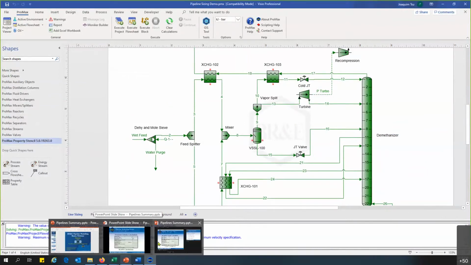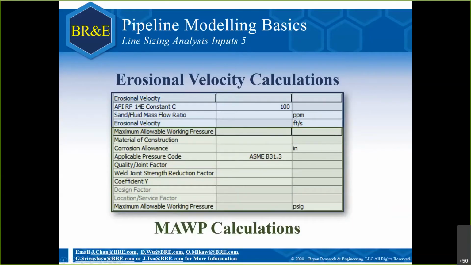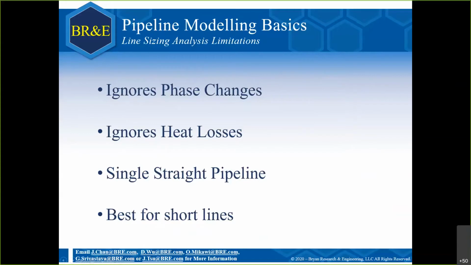Let's go back to the presentation. We have talked about how to use our easiest tool, but you'll notice being simplistic comes at a cost. It ignores a few important factors. For example, it ignores phase changes as the pressure drops. Sometimes you will have phase change occur. It ignores heat losses, and it mostly just models a single straight pipeline. It can be at an angle, but it's mostly just straight.